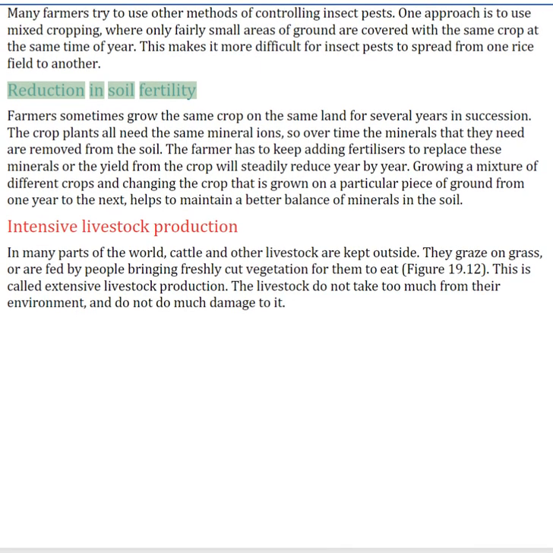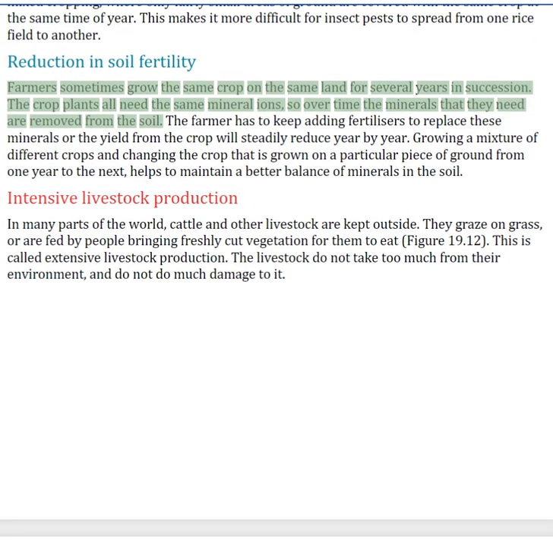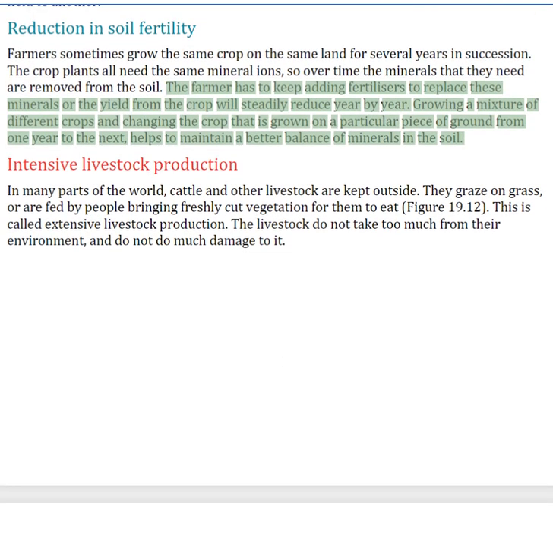Reduction in soil fertility. Farmers sometimes grow the same crop on the same land for several years in succession. The crop plants all need the same mineral ions, so over time the minerals that they need are removed from the soil. The farmer has to keep adding fertilizers to replace these minerals, or the yield from the crop will steadily reduce year by year. Growing a mixture of different crops and changing the crop that is grown on a particular piece of ground from one year to the next helps to maintain a better balance of minerals in the soil.